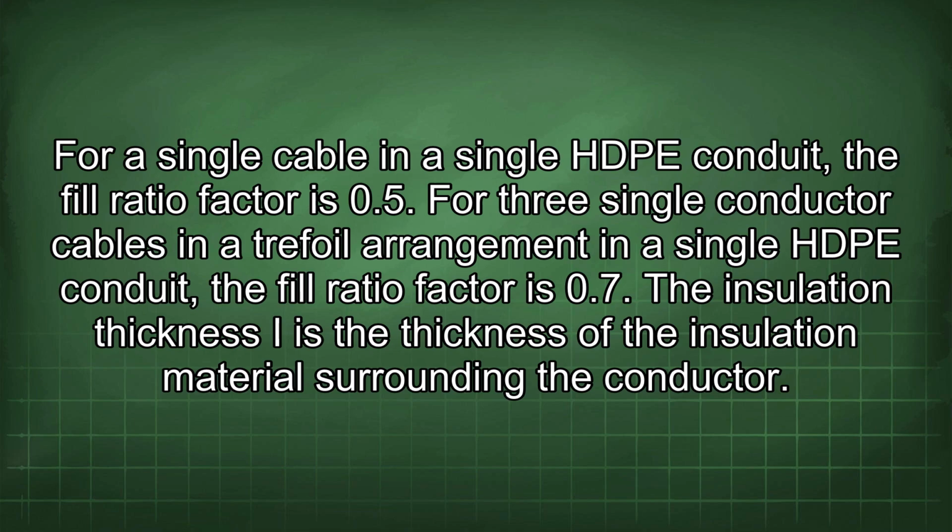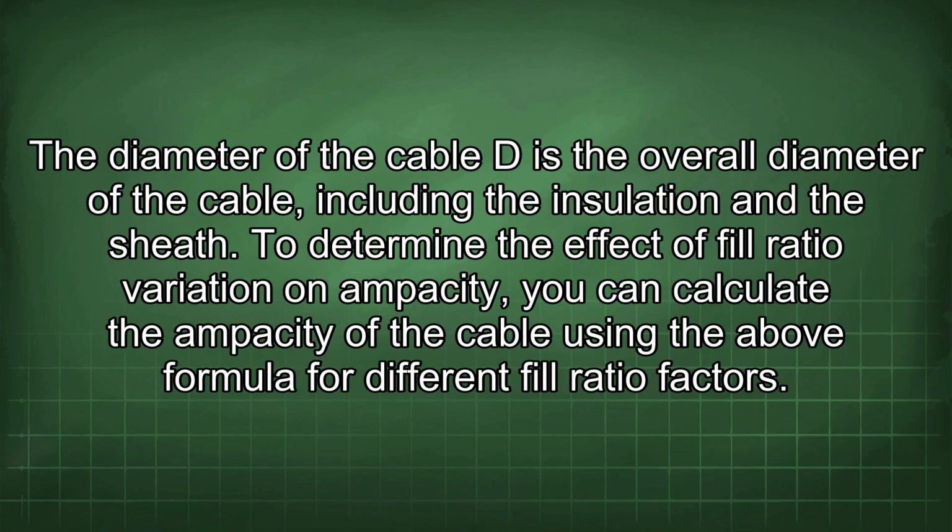The insulation thickness I is the thickness of the insulation material surrounding the conductor. The diameter of the cable D is the overall diameter of the cable, including the insulation and the sheath. To determine the effect of fill ratio variation on ampacity, you can calculate the ampacity of the cable using the above formula for different fill ratio factors.